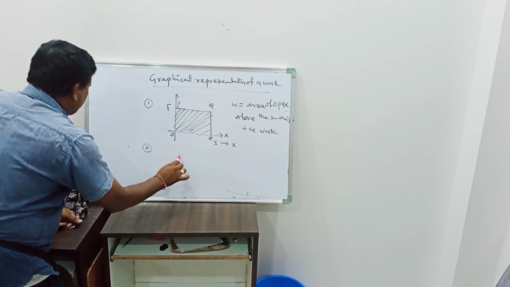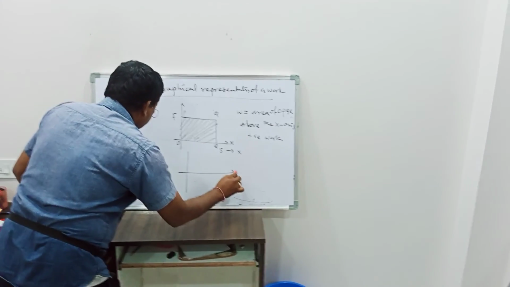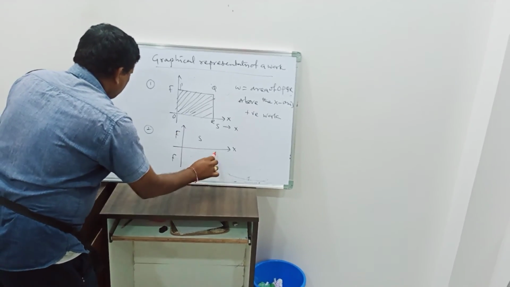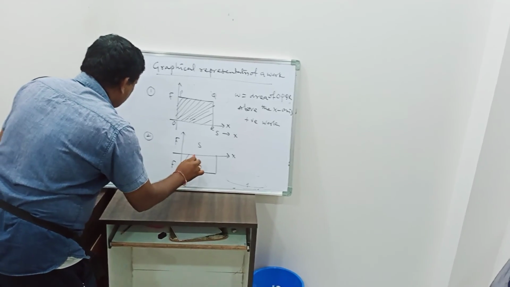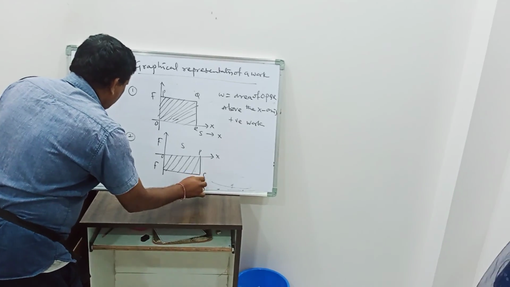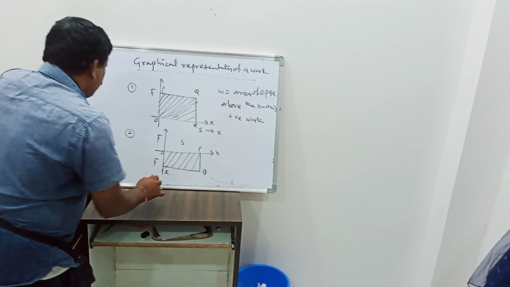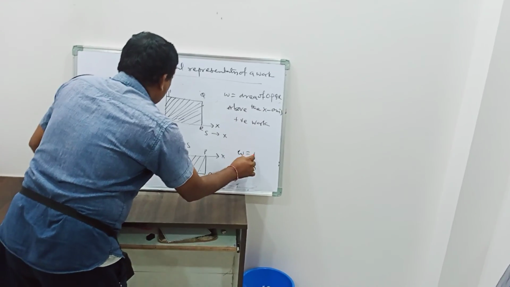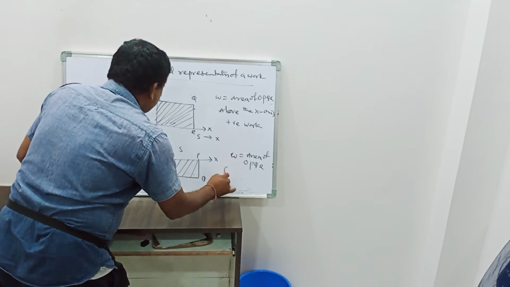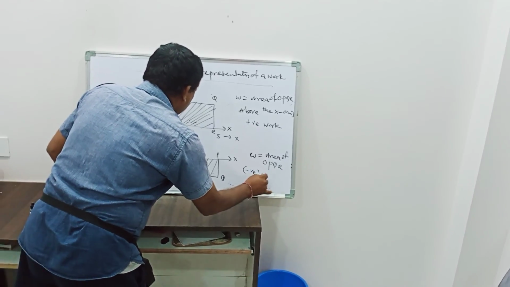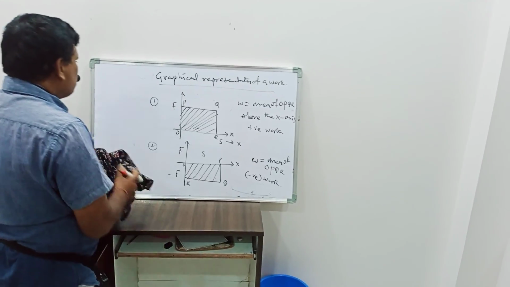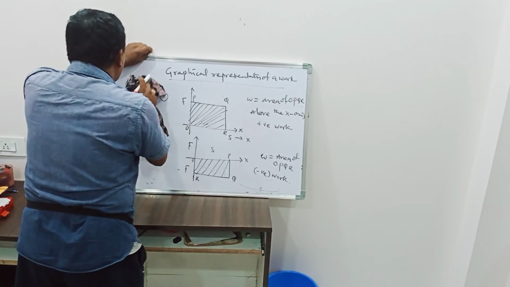If the graph is represented below the x-axis, it gives negative work done. Here W is equal to the area of OPQR, which is negative work below the x-axis. These are some graphical representations. Next we have some more graphical representations.